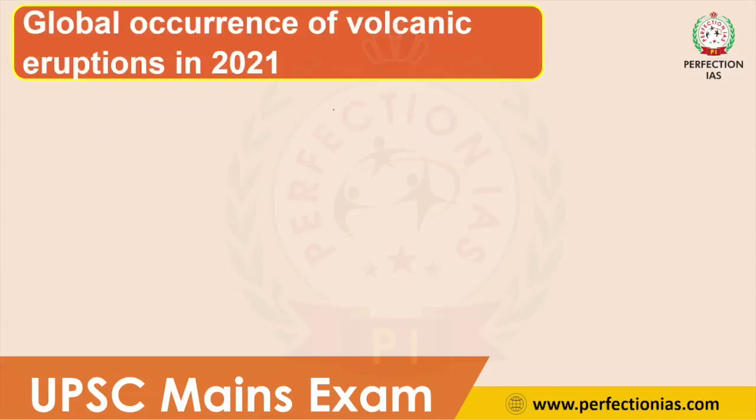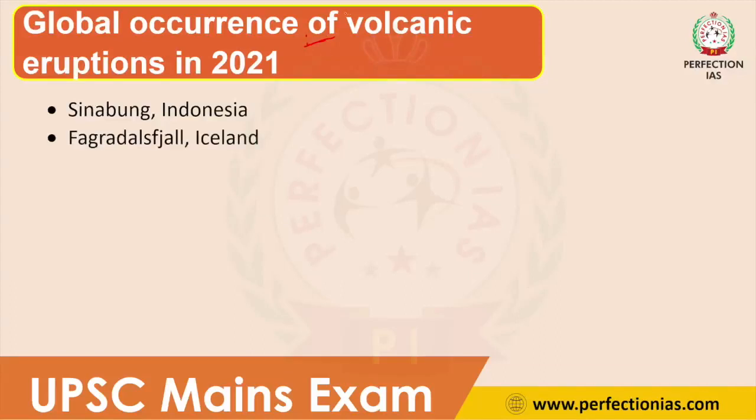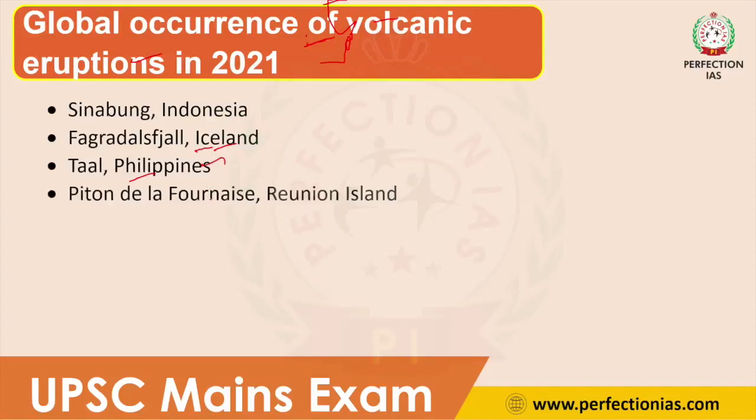Next, the global occurrence of volcanic eruptions in 2021. This is very factual, so you have to write only the places where volcanic eruptions happened in 2021. If possible, you can draw a world map and mention those places. First is Sinabung in Indonesia. Next, Fagradalsfjall in Iceland. Then Taal in Philippines. Then Piton de la Fournaise, in Reunion Island. In these regions also, volcanic eruptions happened.